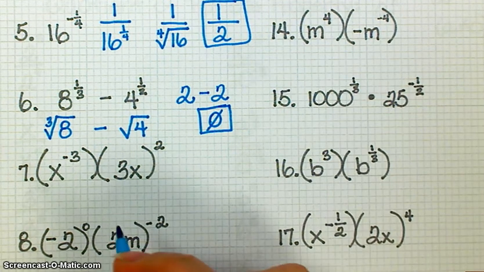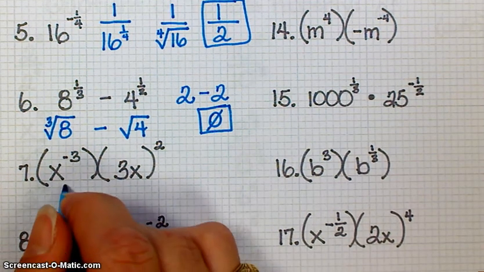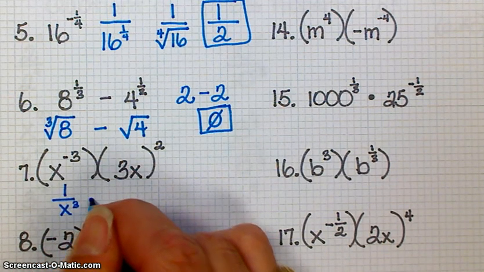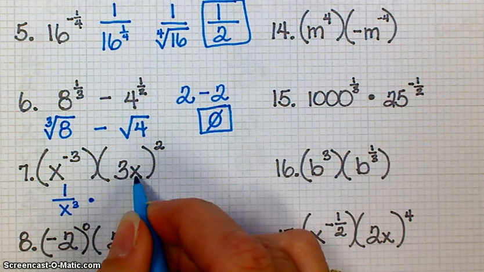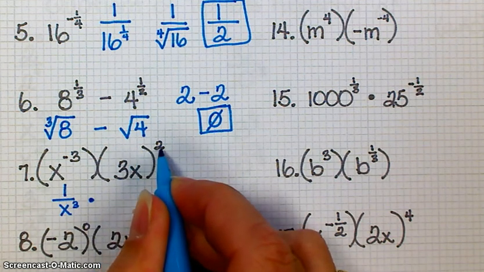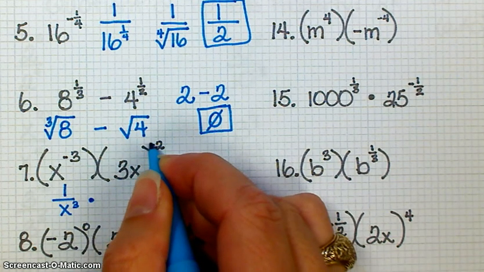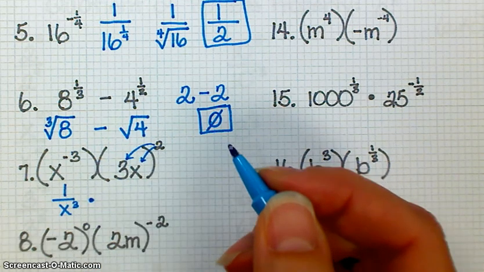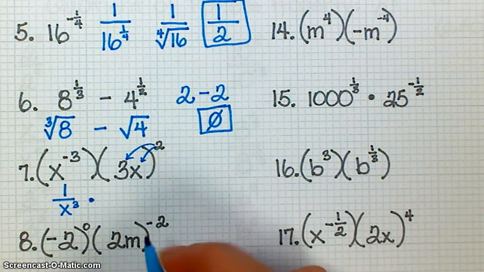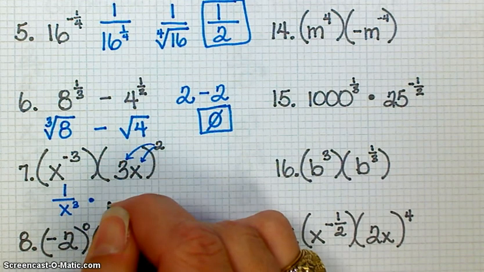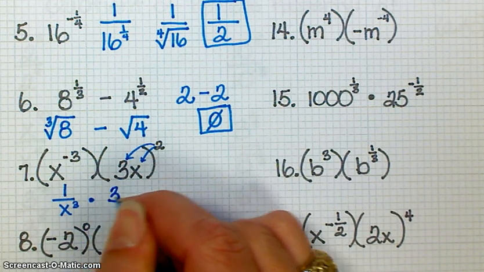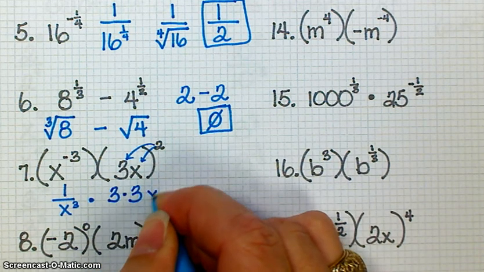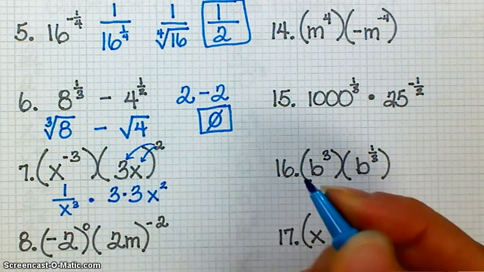Next one, 7. X to the negative third is the same as saying 1 over x to the third. And you're multiplying that by 3x raised to the second power. That 2 applies to the 3 and to the x because it's outside the parentheses, and the 3 and the x are inside the parentheses. So this is 3 times 3, because 3 squared, and x times x, which is x squared.